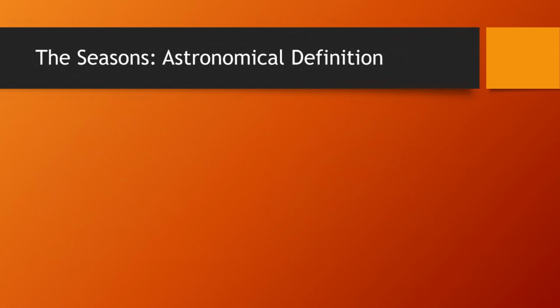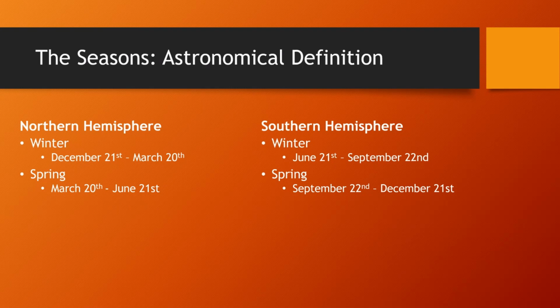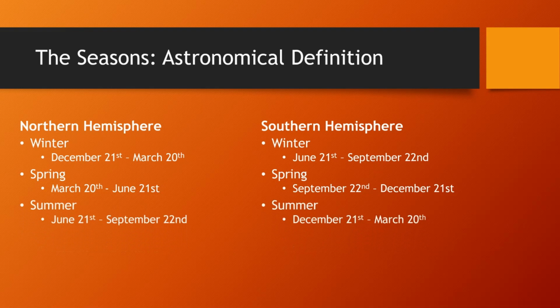The astronomical seasons are also each 3 months long, but they are not based on the temperature. Instead, they are based on the solstices and the equinoxes, which are worth a video in and of themselves in the future. Therefore, the seasons break down as follows for the Northern Hemisphere. The winter is from December 21st to March 20th, or the winter solstice to the spring equinox. Spring is from March 20th to June 21st, or the spring equinox to the summer solstice. Summer begins on June 21st, the summer solstice, and ends on September 22nd, the fall equinox. And finally, the fall falls between the fall equinox and the winter solstice, so September 22nd to December 21st.